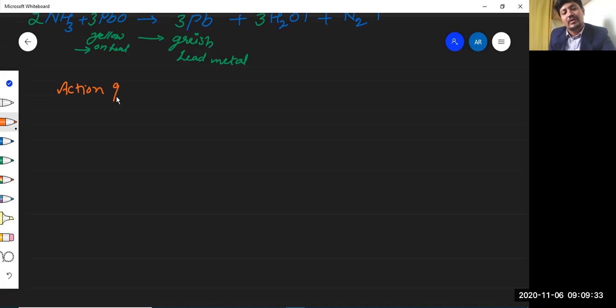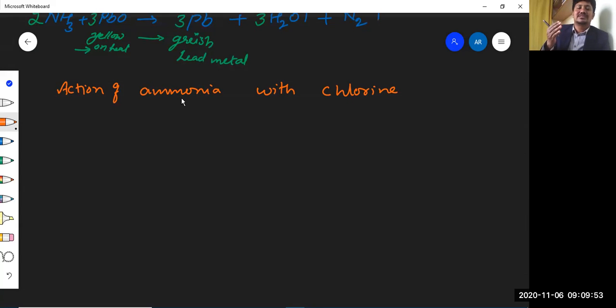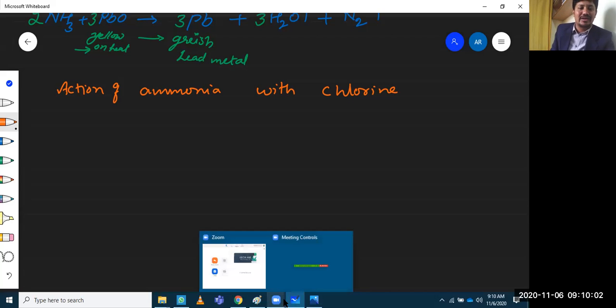Action of ammonia with chlorine. Here you can take both gaseous ammonia as well as chlorine. Otherwise, we can take liquid ammonia as well as liquid chlorine. So how do you get liquid ammonia? If we bring down the temperature of gaseous ammonia below its boiling point, minus 33.7 degrees centigrade, we'll get liquid ammonia.